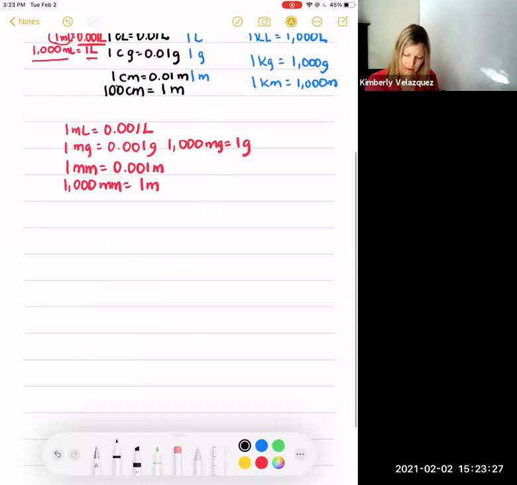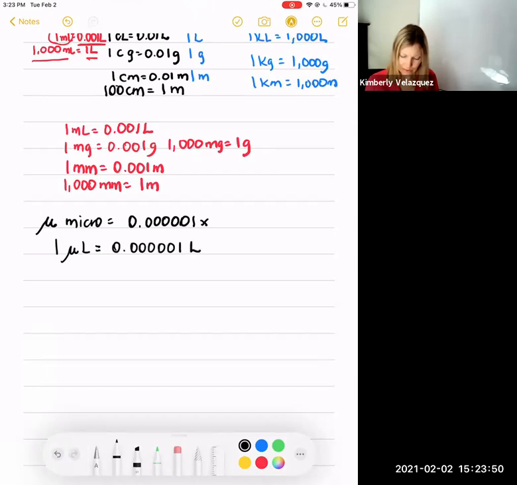Okay, so micro is 1/1,000,000th. So 5 zeros after the decimal. What that means is 1 microliter is 1/1,000,000th of a liter. Another way to say that is it takes 1,000,000 microliters to equal 1 liter.